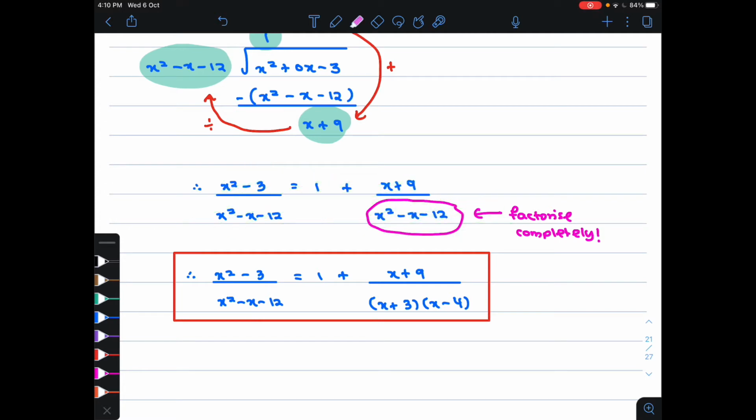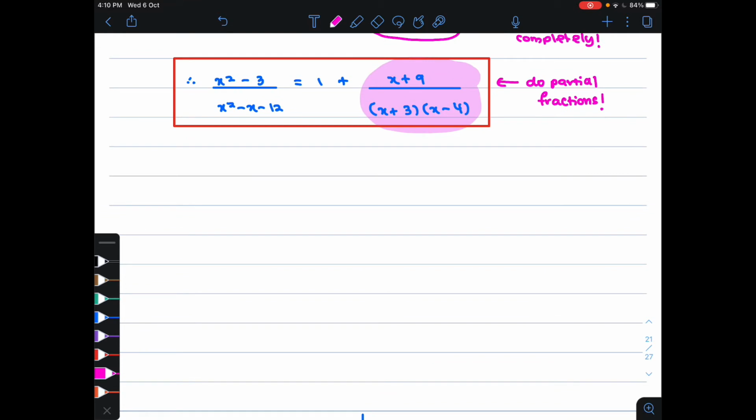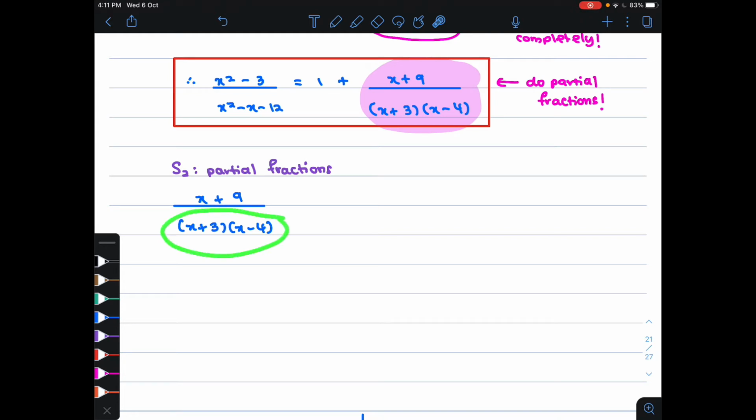For step 2, we need to do the partial fraction. And this is the part that we need to do partial fraction. We need to determine what kind of factors we have in the denominator. Note that they are both linear and they are not the same. Therefore, they are non-repeated linear.